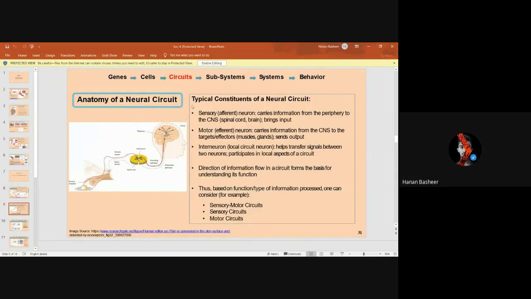The anatomy of a neural circuit: the sensory neurons and the relay neurons are part of it. The sensory neurons carry the signal to the brain from the affected region. Then the motor neuron will carry information from the central nervous system to the target site and send output. The interneuron is used to transfer signals between two neurons and participates in local aspects of the circuit, and the direction of information flow in a circuit forms the basis of understanding the function.